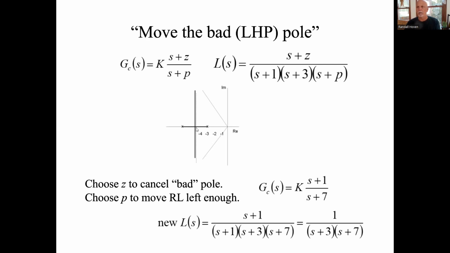I think I needed to be at minus 4.6, so I'll just round it up to 5. I need 3 and P's average to be 5. I need P to be 7. So that gives me this controller. Here's the new L of S. The S plus 1's canceled, so here's my new L of S.